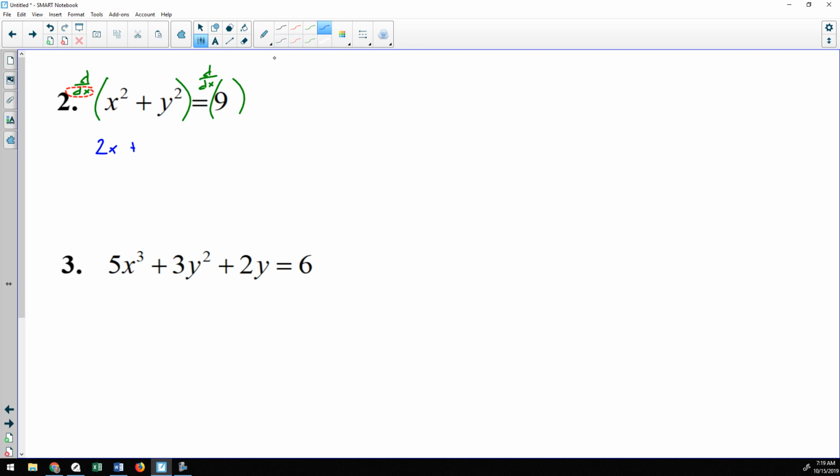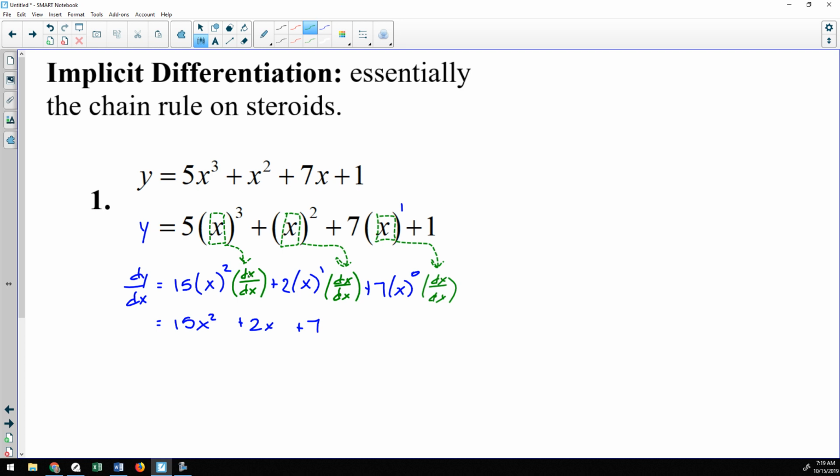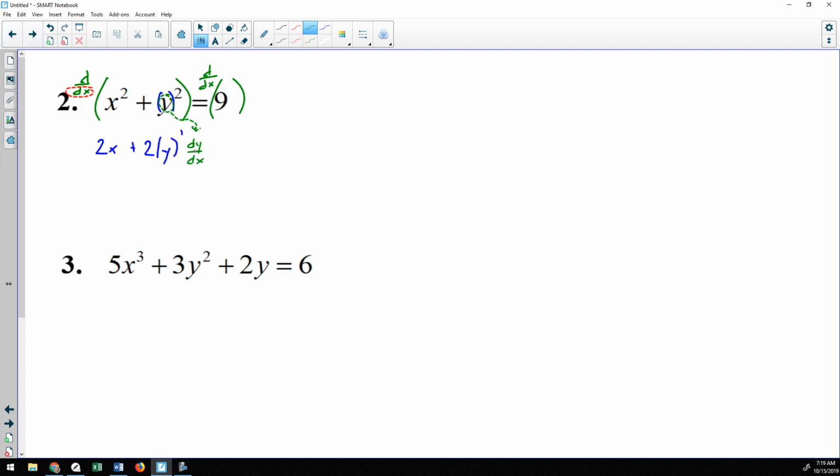So if I chain rule that y squared, the derivative of y squared would be 2 times y to the first, but then when I multiply by the derivative of the inside, this is a y, so I'm going to have to multiply by a dy/dx, the same way I multiplied by a dx/dx on this problem when the inside was an x. Well, here, if you notice, dy/dx, now my top and bottom are no longer the same. dy/dx is not a 1, so we actually keep that in the problem.